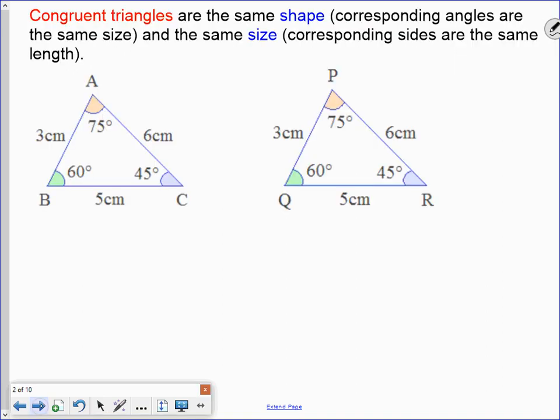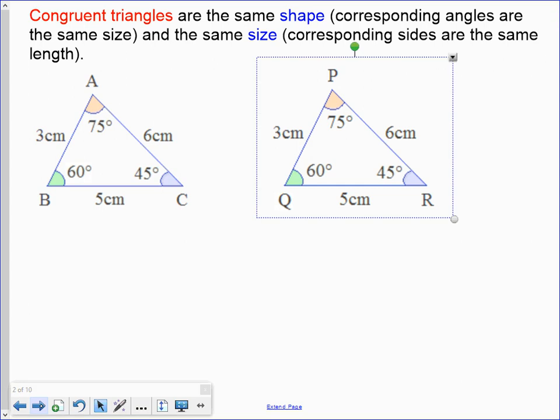So first off, congruent triangles are the same shape, meaning that the corresponding angles in the two triangles are the same size, and they are the same size, which basically means that the corresponding sides are the same length. So what does this mean in practice? Here we have two triangles, ABC and PQR. These two triangles are congruent because they're the same shape and they are the same size.